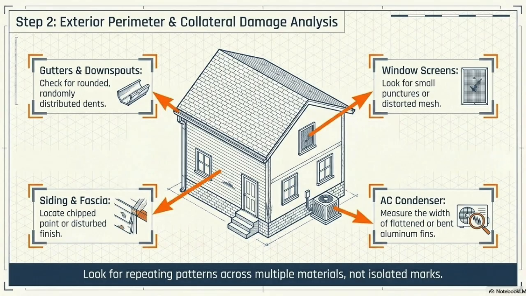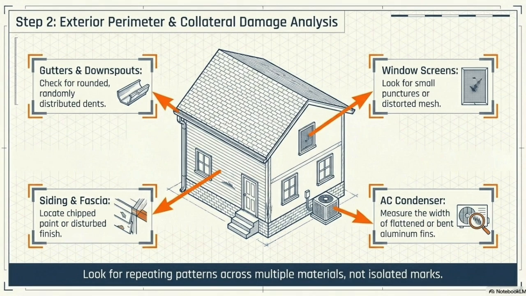If I find a single dent near your back door, I am highly skeptical of hail. But if I find a random distribution of 20 rounded dents on the front gutters, 30 on the back downspouts, tears in the window screens on the second story, and impact marks on the metal chimney cap, human error cannot explain that pattern. The consistency across all those different materials and elevations proves it was a massive meteorological event.